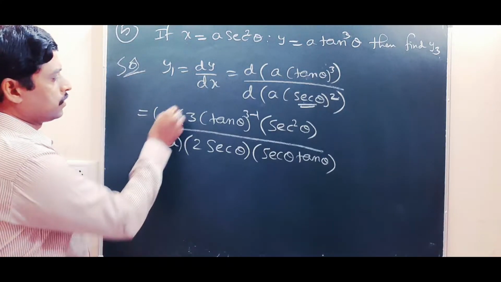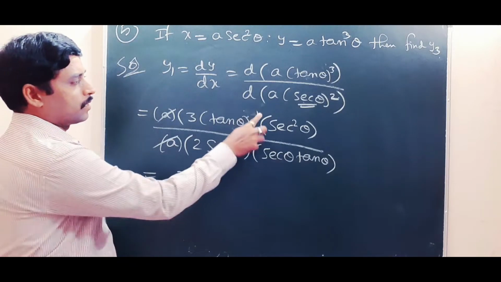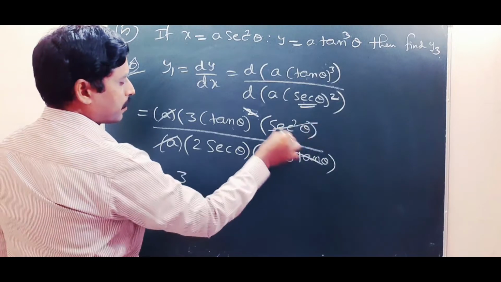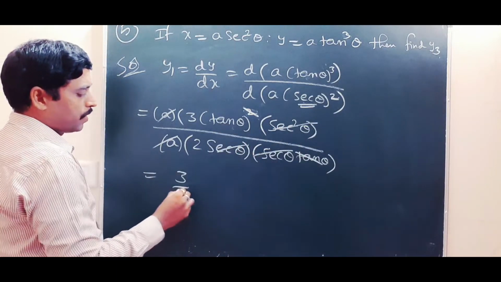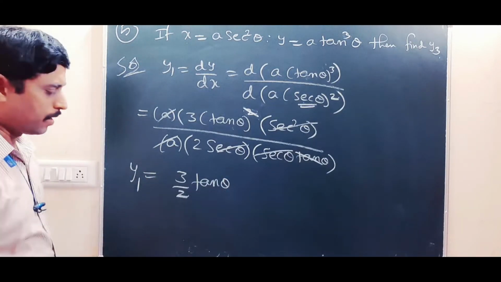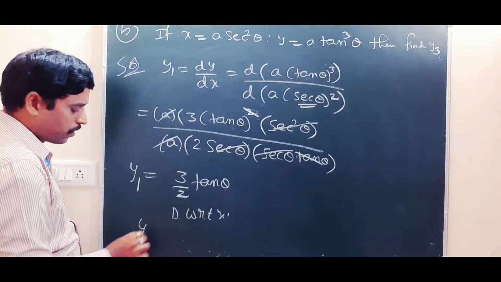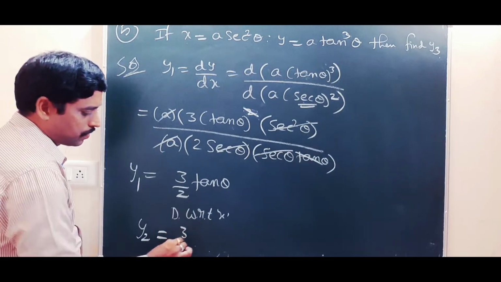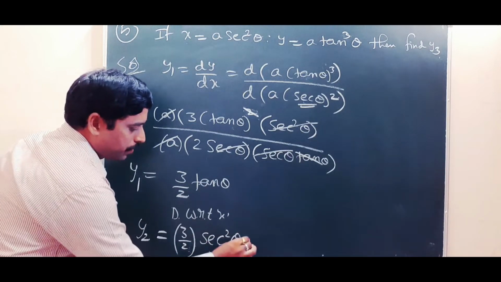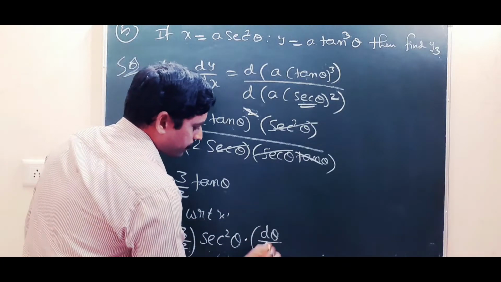Now in this one, a gets cancelled. So 3 into tan square theta, one tan theta gets cancelled, as well as secant square theta gets cancelled. So 3 by 2 times tan theta. So what is this? y1. Again differentiation on both sides with respect to x. So differentiation of y1 is y2. 3 by 2 constant. Differentiation of tan theta will be secant square theta into differentiation of theta with respect to x, into d theta by dx.